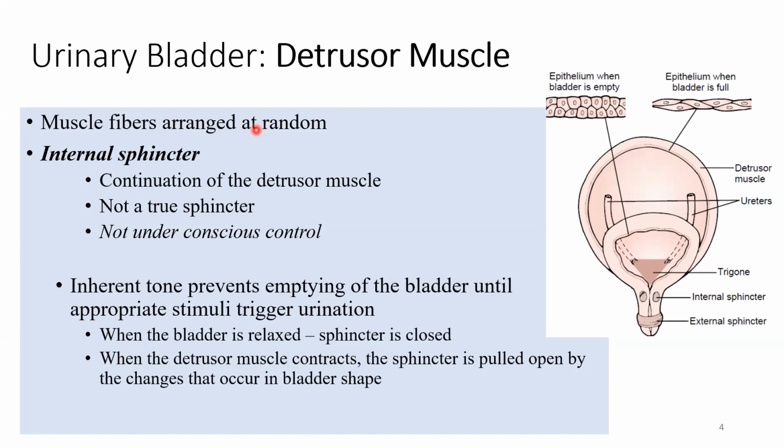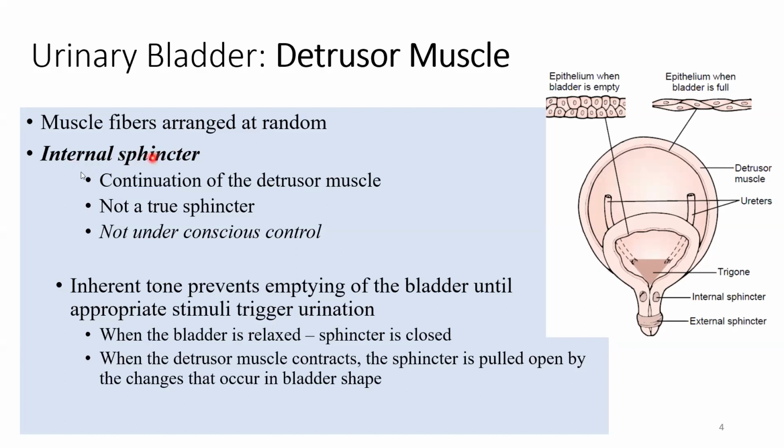But since you have all sorts of crisscross-like arrangement of the detrusor, when the structure contracts in towards its core inside, the pressure that this randomly arranged muscle exerts is equal on all sides. Okay.